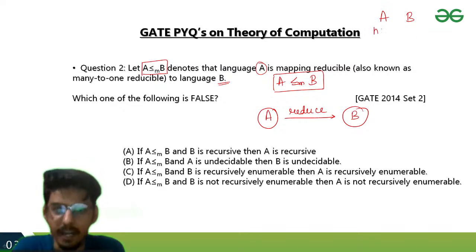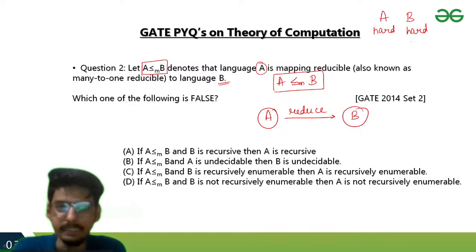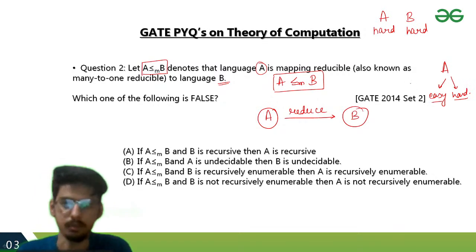If A is hard, then B definitely has to be hard. Similarly, let's suppose I have this problem, so either it can be easy or it can be hard. Only these two conditions I am considering. I'm just trying to explain the logic of what is happening over here.